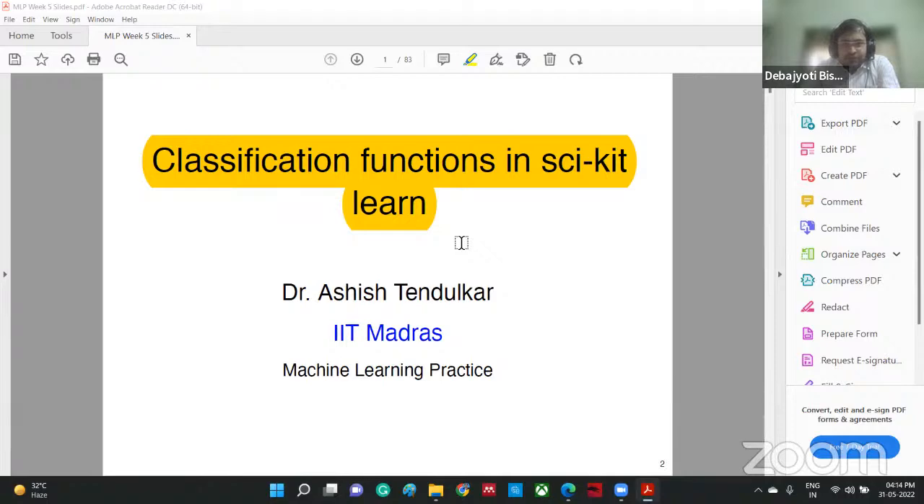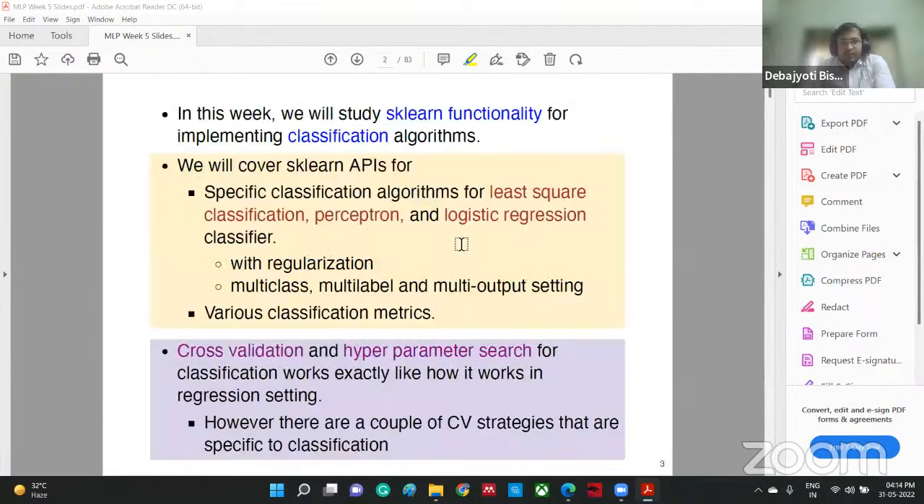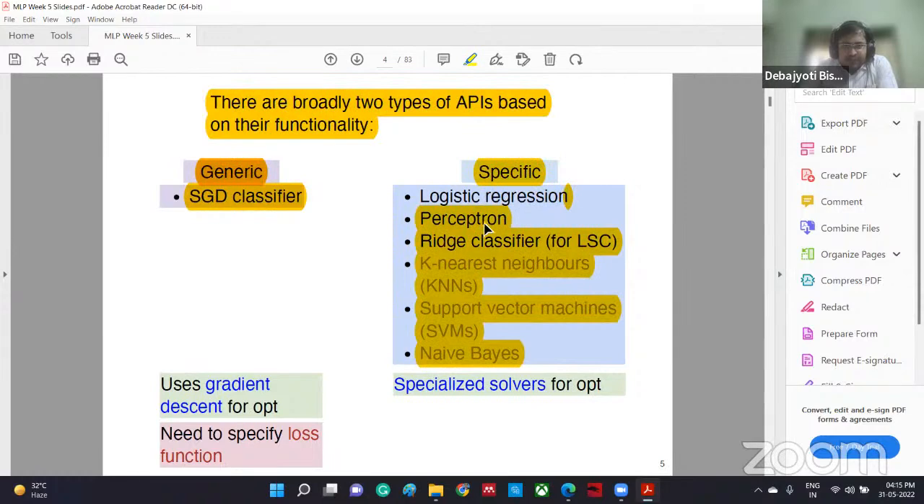Anyway, let's start. Classification functions are taught in scikit-learn: sklearn APIs, cross validation, hyperparameters, and it ends with a mixed data set. He has mentioned two types of APIs. One is generic, which has the SGD classifier, and then specific ones. Among the specific ones, there is the ridge classifier, the perceptron, and other things.